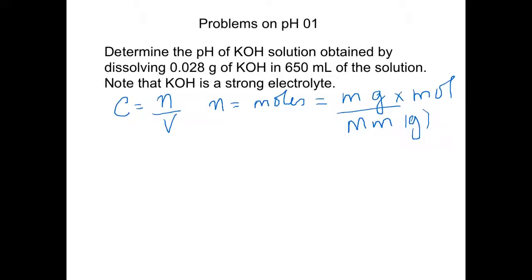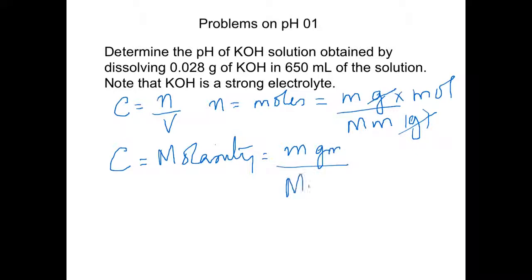Concentration can be determined by dividing the number of moles over volume in liters, and moles are calculated by dividing the mass of the solute over molar mass. You can cancel the grams, you get the unit of moles, and combining the two equations, C, which is molarity, is equal to m grams divided by molar mass in grams per mole, divided by volume in liters.